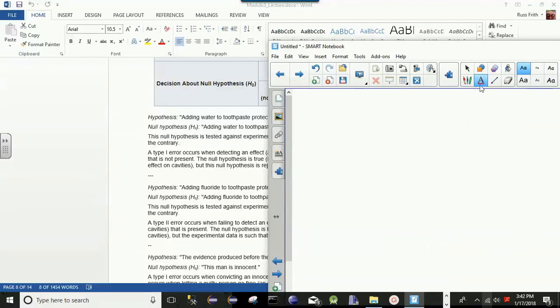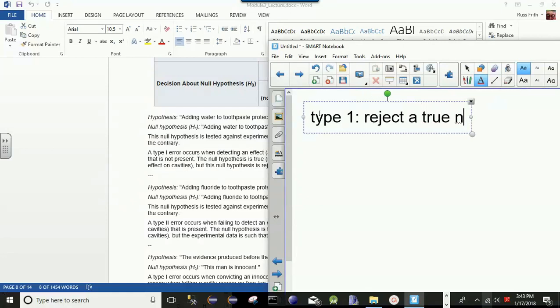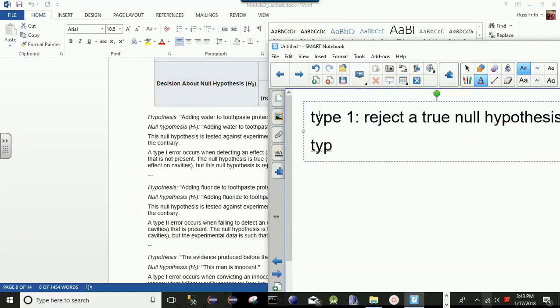Okay, so type 1: you reject a true null hypothesis. Type 2: you accept a false null hypothesis.